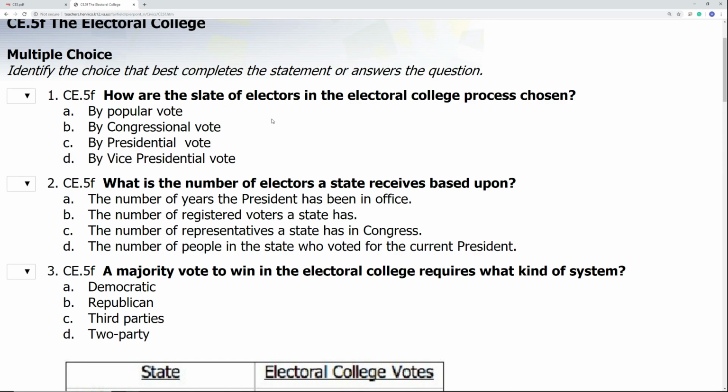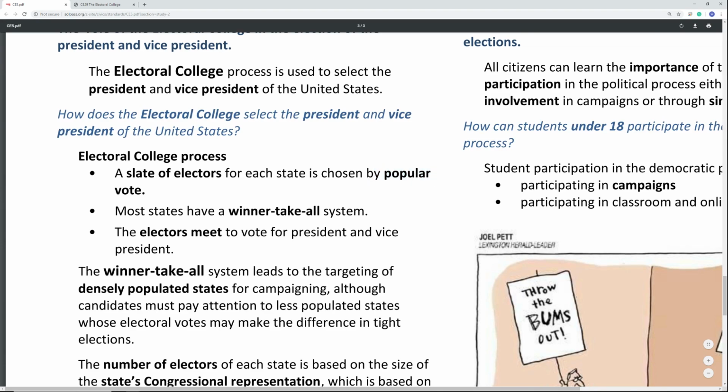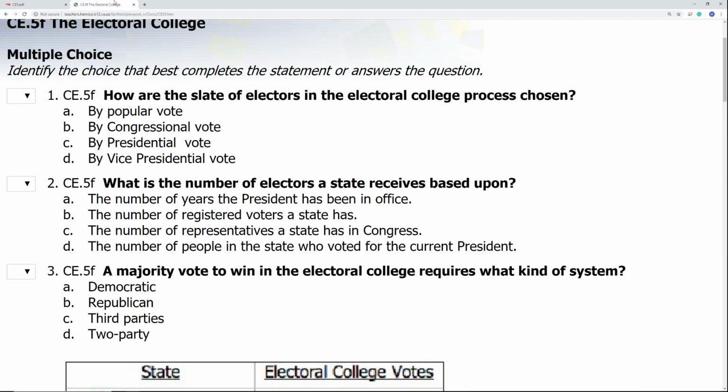So how are the slate of electors chosen? Okay, chosen by popular vote. So that's when you see like the overall numbers. The popular vote is like if I did a vote of hands, the 30 kids in the room. The popular vote would be 20 people wanted pizza, 10 people wanted chicken. Okay, that's the vote. Even if our class is only worth 5 electoral votes. So in Virginia, there might be 1 million voted one party, 900,000 voted the other party. That's the popular vote. So number one is going to be A. Number one is A. Number two, what is the number of electors the state receives is based upon?